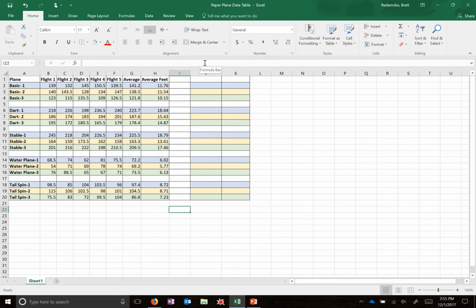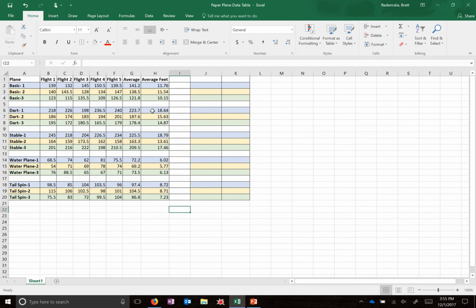And what they do is they have this data, and they walk around and look at, okay, so with the basics, for example, basic 1 went 11.76 feet on average, basic 2 is 11.54, and basic 3 was 10.15. So they can look at these planes and realize, okay, these 2 are fairly close to each other, about 3 inches difference total. That's pretty close. But the basic 3 was a little bit short. Or if you look at the darts, dart 1 went 3 feet longer on average than the other 2.